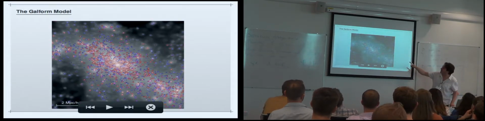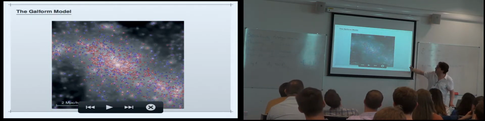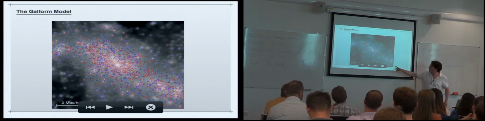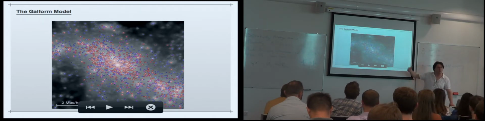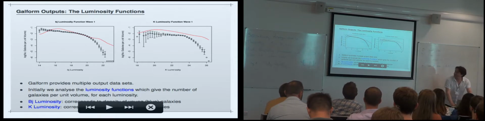Galform takes that, models it with more detailed physics on top, and produces something like this. Each blue blob here is a young, new galaxy. Each red blob is an old galaxy. There are brighter ones and dimmer ones. There's lots of other physical stuff which we can't show graphically. But Galform does something like this. Here is finally our output data.